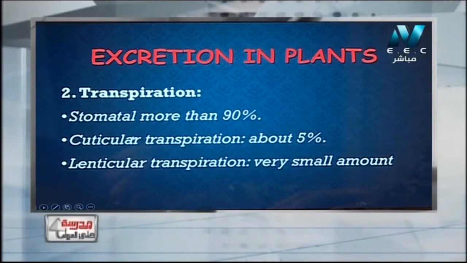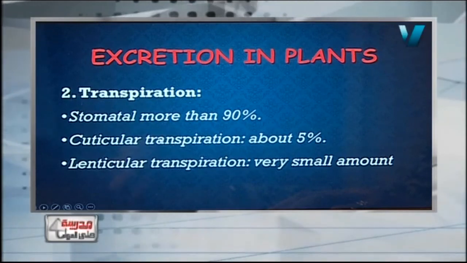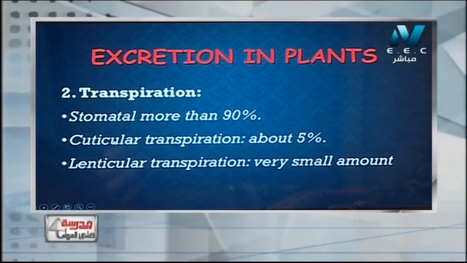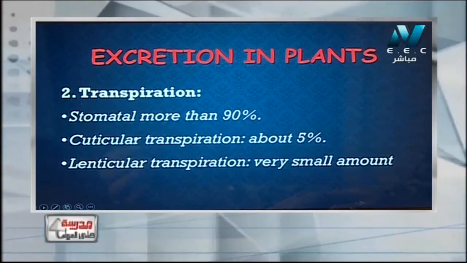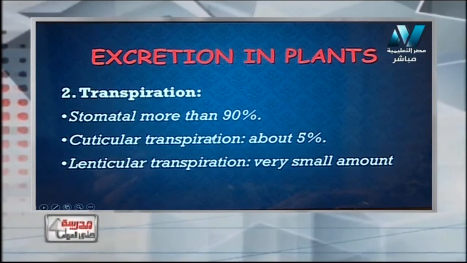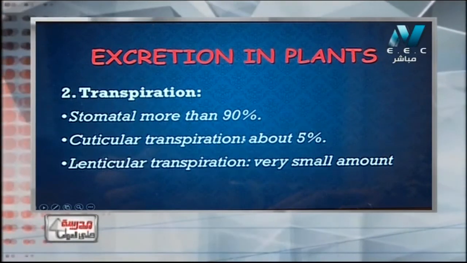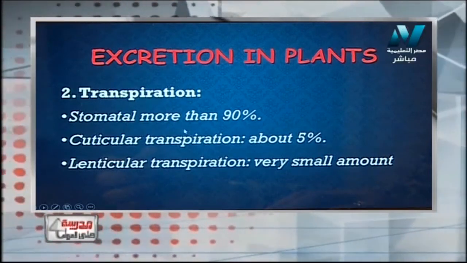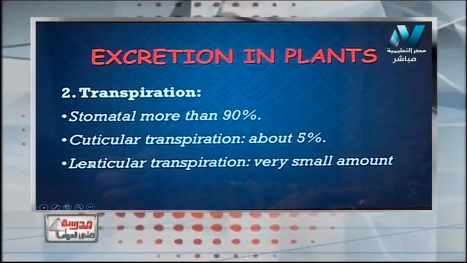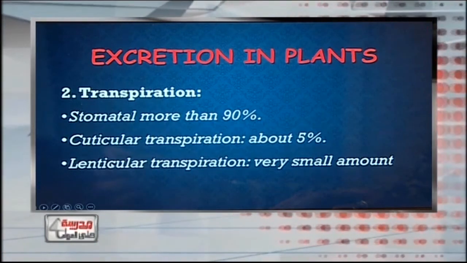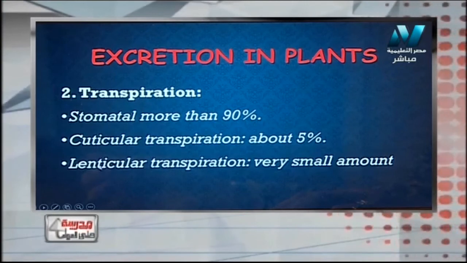But sometimes the cuticle layer is missing in certain parts, and these are parts through which the water vapor comes out. So we call this transpiration cuticular transpiration, and it forms about 5% of the total amount of transpired water coming out from the plant. The third location where the water vapor comes out from the plant is the lenticels.